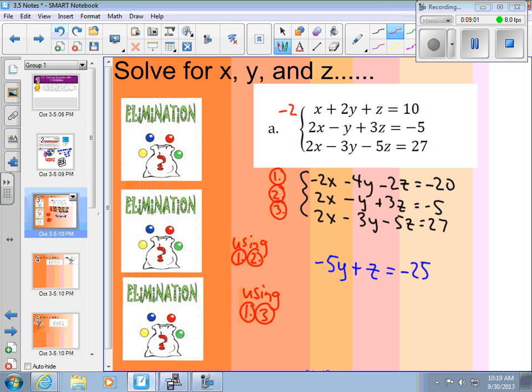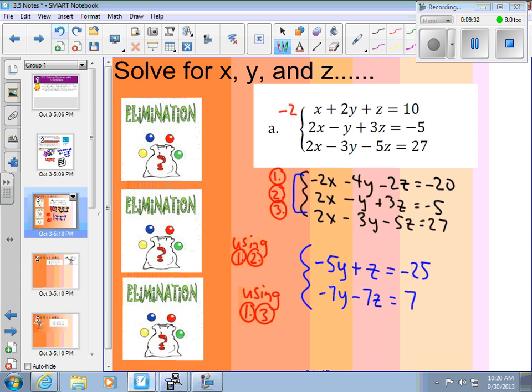If we add these 2 together, then our x's again would eliminate. So if we add the top and bottom equation, our x's eliminate again. If we add the y's, we get -7y. If we add the z's, we get -7z. And if we add the numbers, or the constant terms at the end, -20 plus 7 would be 7. Now what we've done is gone from 3 equations with 3 variables down to 2 equations with 2 variables.